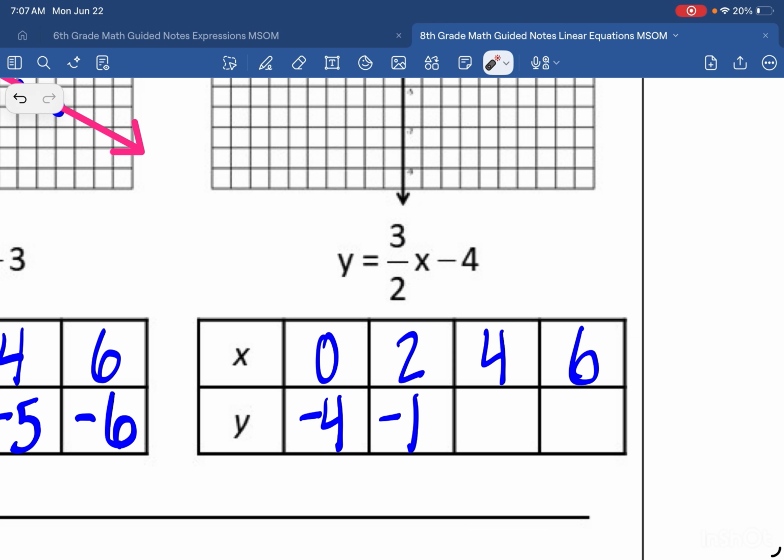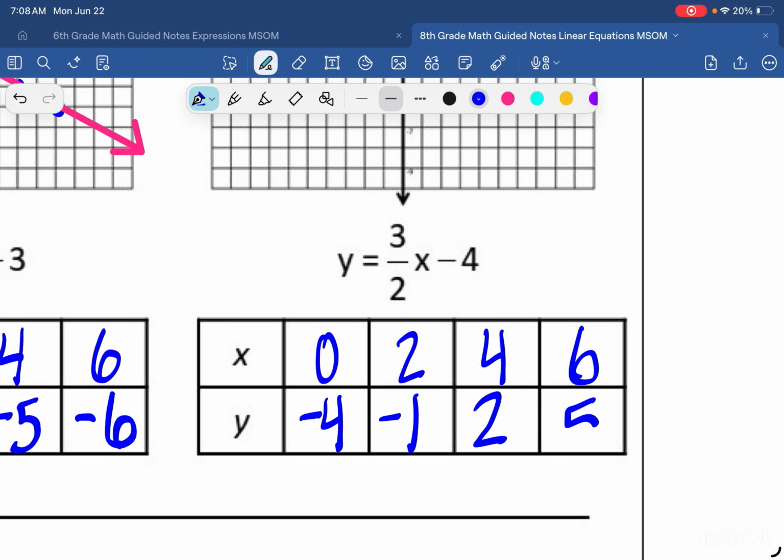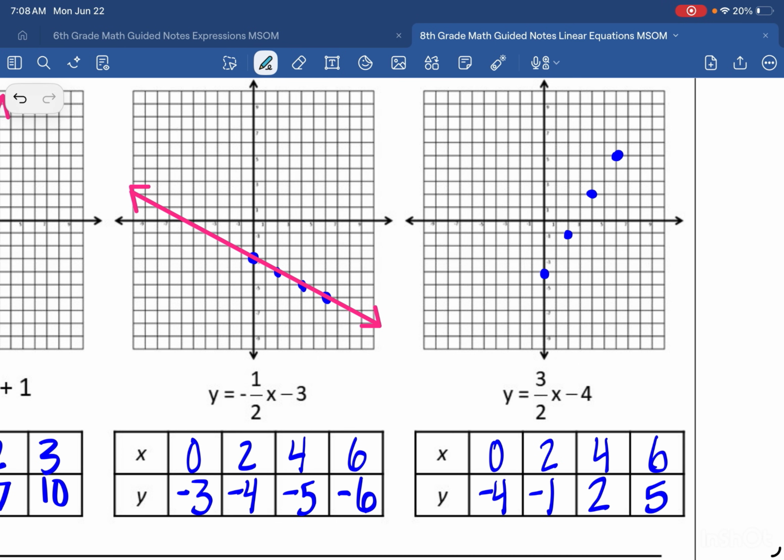Substituting in a 4, 3/2 times 4, well 3 times 4 is 12, divided by 2 is 6, so 6 minus 4 is 2. Substituting in a 6, 3 times 6 is 18, divided by 2 is 9, 9 minus 4 is 5. Now I will graph those points on the graph above. Those are my points and I will connect them to make a line. There's the graph of my equation y equals 3/2 x minus 4.